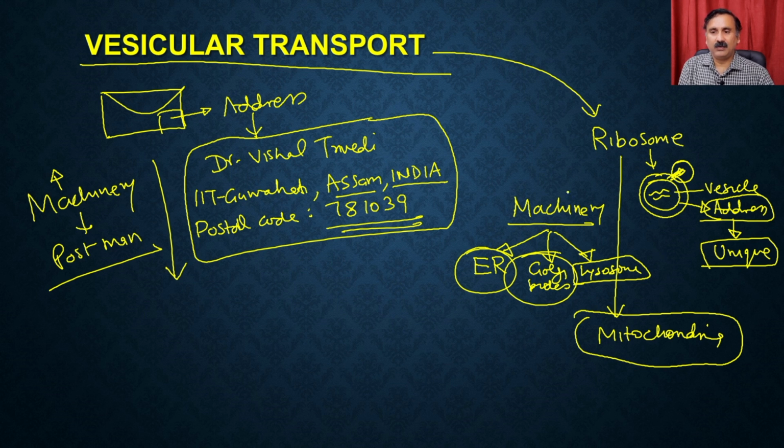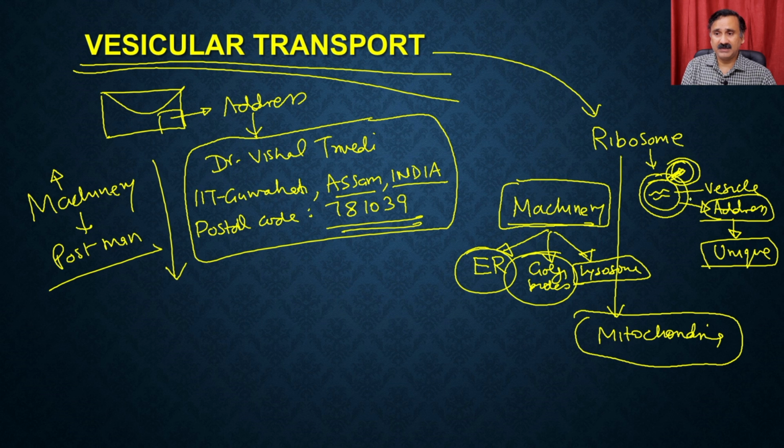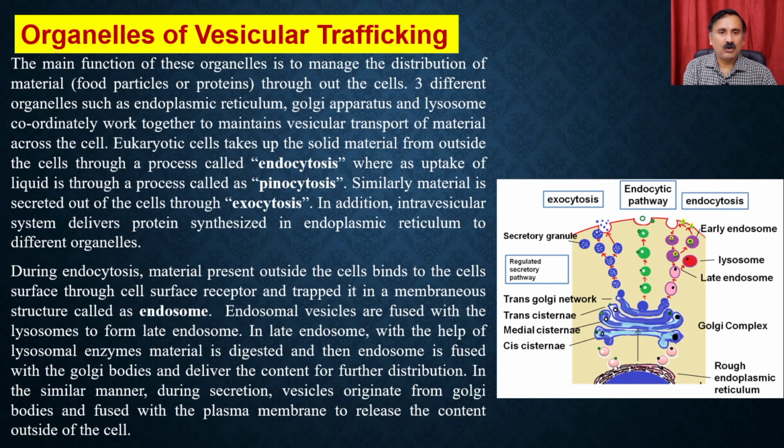Now if you want to understand vesicular trafficking, we have to understand two aspects. One, the machinery and the organelles involved in this machinery. And then we also have to understand how this particular unique address is generated and how that unique address helps a vesicle reach the mitochondria. These organelles of vesicular trafficking we have already discussed when we were discussing the structure of eukaryotic cells. So I'm not going to go into the detail of each and every step of this process.